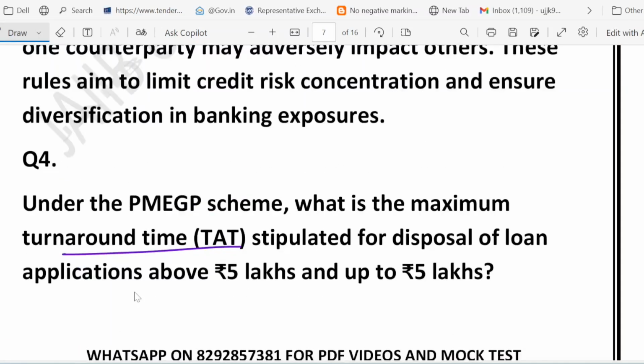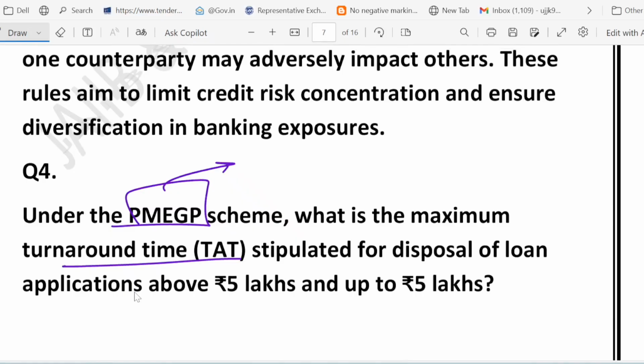So let's understand the basics of PMEGP. Basically PMEGP is a government scheme to support people who want to start micro and small enterprises. Now, since it is meant to help small businesses quickly, the government also has a clear timeline for banks to process applications.